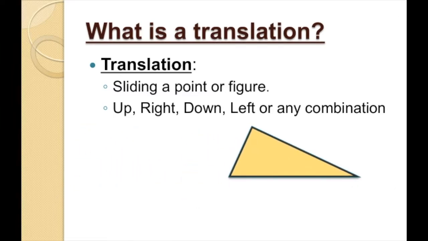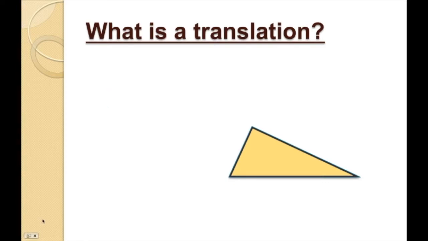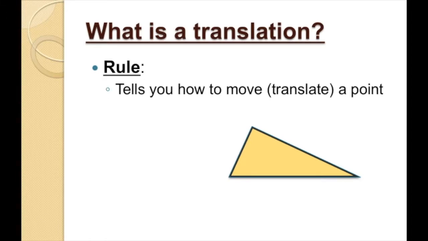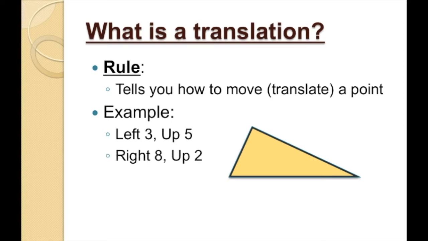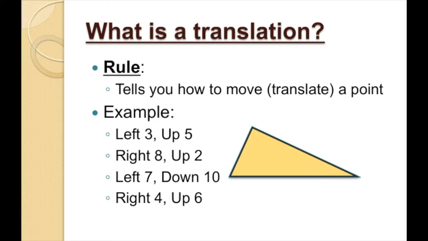But everything you just saw is technically a translation because you're not changing the way the figure looks, you're not changing its size, you're not changing the shape, you're not rotating it, you're literally just sliding it around. So when you're dealing with translations, it's really important to make sure you know what the rule is. The rule just tells you exactly how to move or translate your point. So for example, the rule could say move left 3 and up 5, move right 8 and up 2, move left 7 and down 10, or right 4 and up 6. It can look just like this.